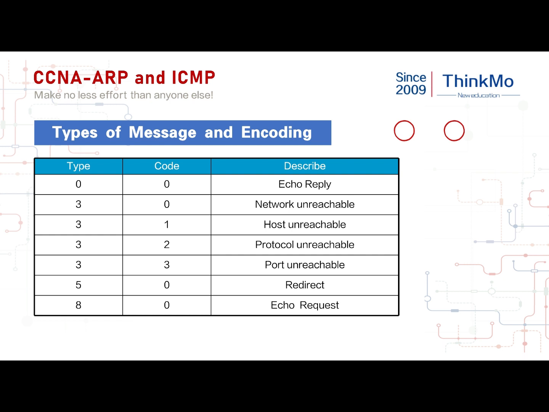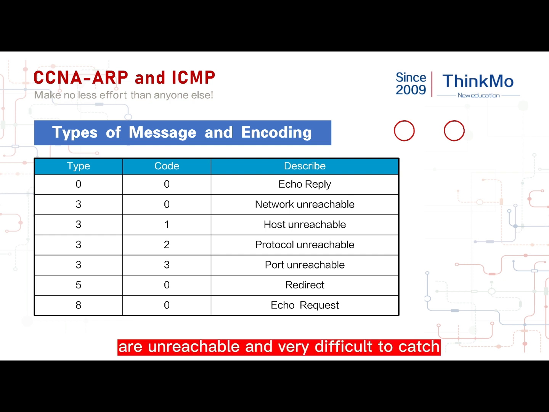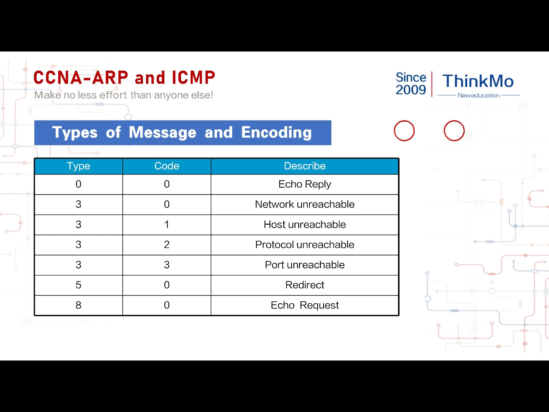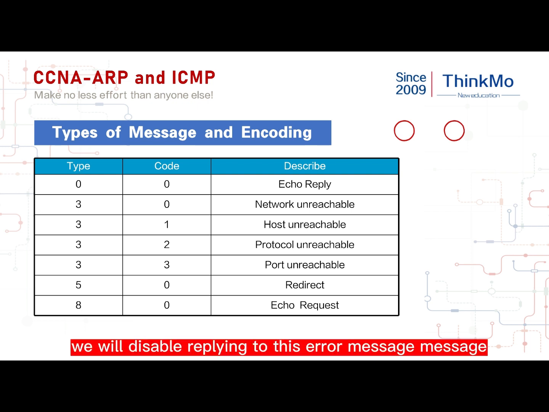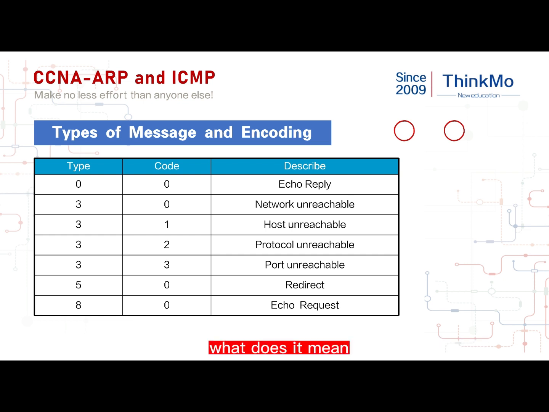But usually, UDP and TCP protocol unreachable messages are very difficult to catch, because these public protocols are installed on the default network card and generally are not easy to close, so I can't catch them. In addition, we will disable replying with this error message. What does that mean? Let me give you an example.